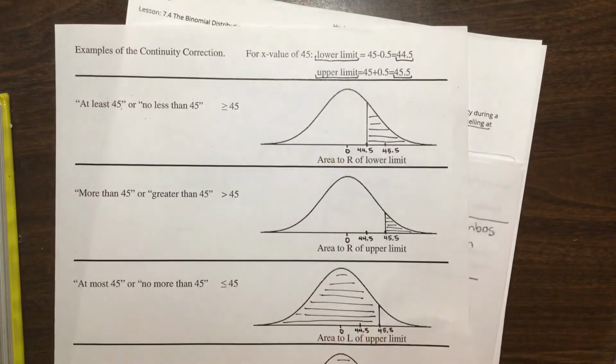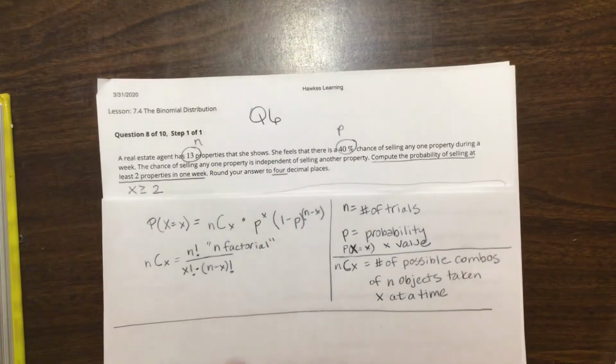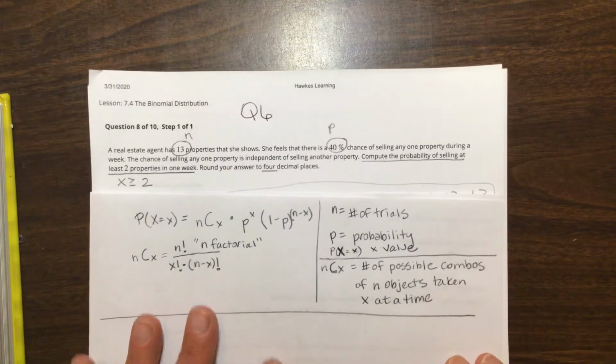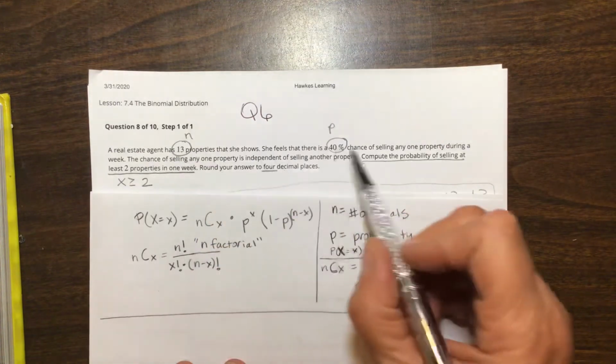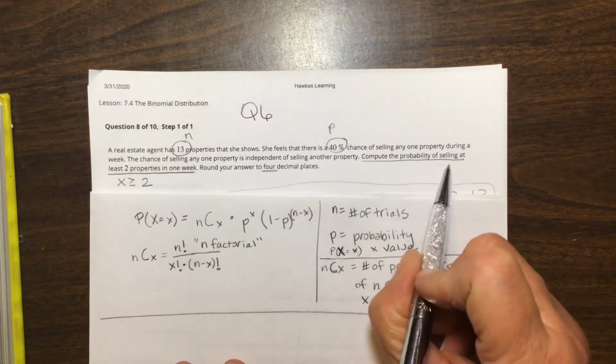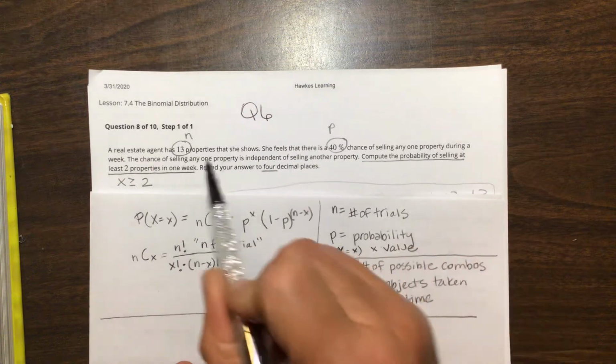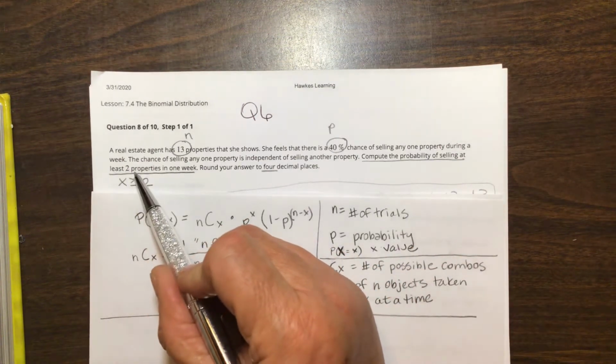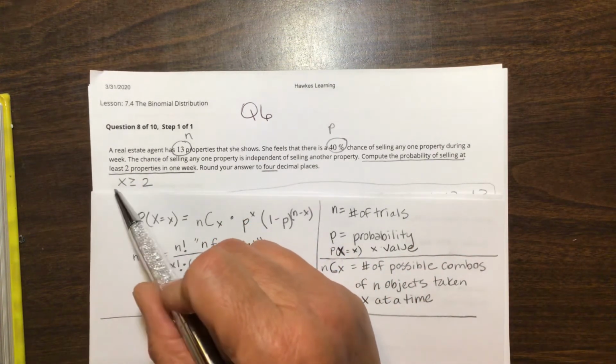In Chapter 8, we'll use the other side of this. So using that handout is how I know that when it says compute the probability of selling at least 2 properties, this is what it means mathematically.